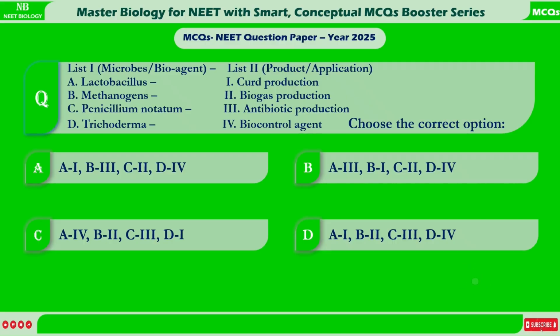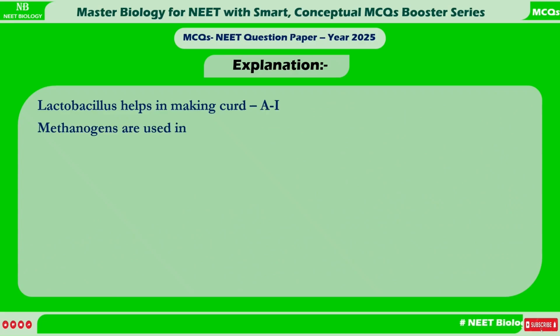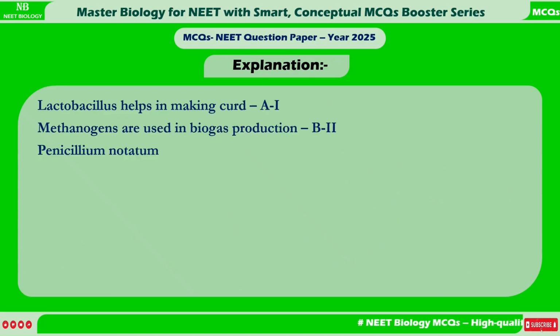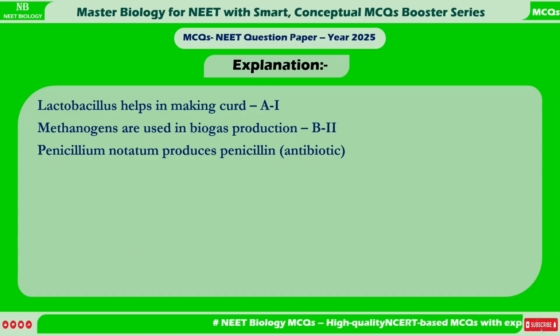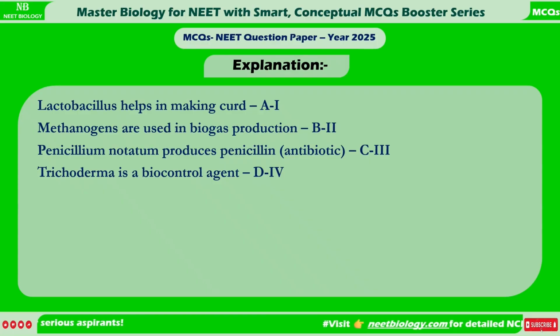Correct answer is D. A1, B2, C3, D4. Explanation. Lactobacillus helps in making curd, A1. Methanogens are used in biogas production, B2. Penicillium notatum produces penicillin, an antibiotic, C3. Trichoderma is a biocontrol agent, D4.